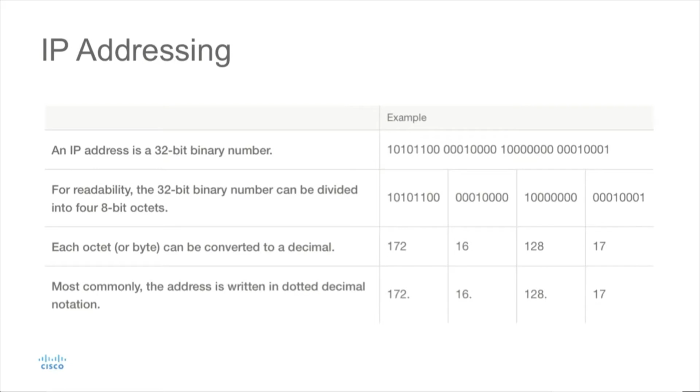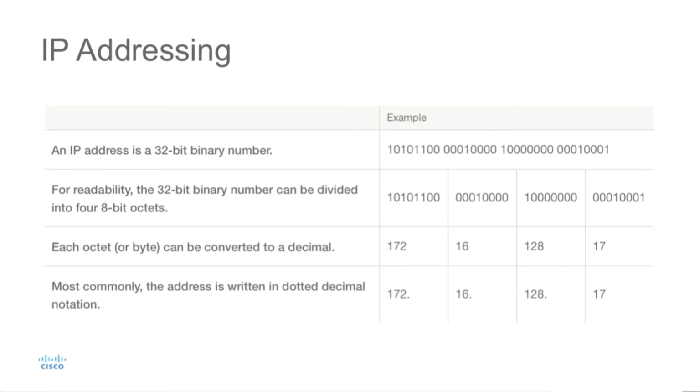IP addresses are 32-bit numbers, and they are represented as a binary value of 1 or 0. We group these into chunks of 8 bits, and then we convert those 8 bits to a decimal value, separating them with a dot or a decimal point so that they're easy to read.